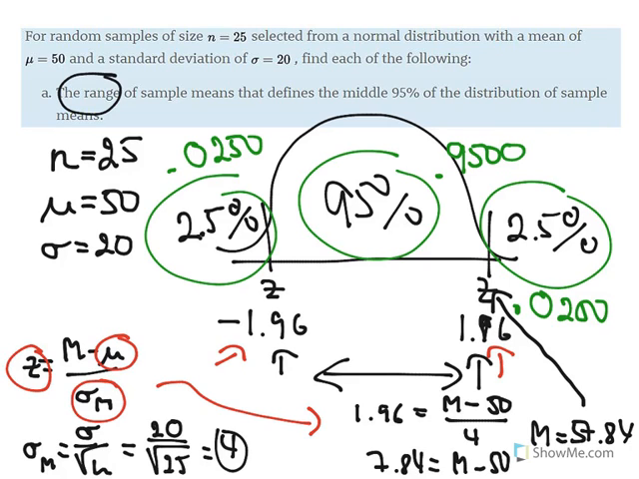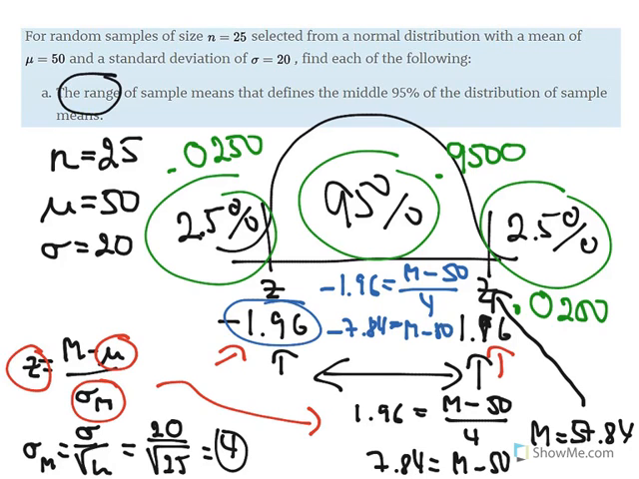Now we have to do the whole thing for this one right here. So let's do it in blue, just because it's getting kind of messy here. So again, we are solving for a z-score of negative 1.96. M is again what we're looking for, and this stays the same. That's 50 over, standard error was 4. Now we multiply both sides by 4, and now we get negative 7.84 equals M minus 50. Now we add 50 on both sides, and now we get 42.16 equals M. So that is for this one right here. So the range then of the sample means that defines the middle 95% is 42.16 to 57.84.